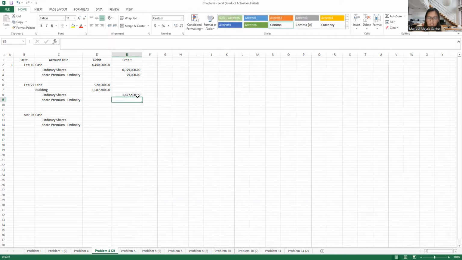Okay. Then get the difference. That's your share premium, if there is any. Okay, so that's 180,000. Then next, 28,000 shares at 86.50 received cash. Debit cash, 28,000 times 86.5.